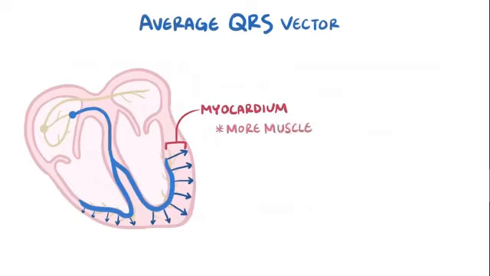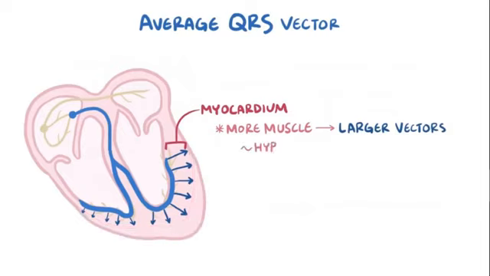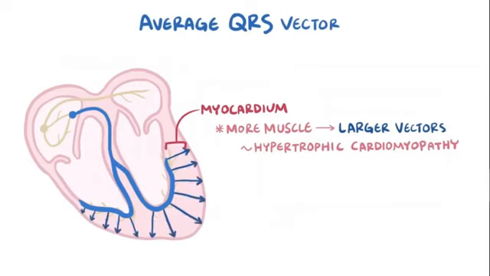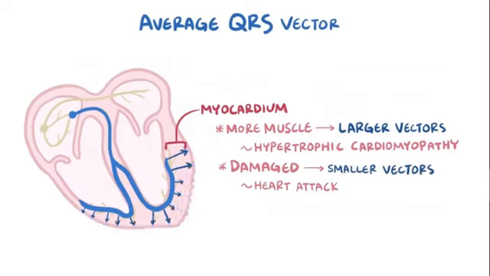Also, the more muscle tissue in the myocardial layer that a vector travels through, the larger the size of the vector. So like with hypertrophic cardiomyopathy, where the heart muscle gets thicker, you end up with bigger vectors. Although if the heart muscle's been damaged from something like a heart attack, then you get smaller vectors because the heart cells can't depolarize anymore.